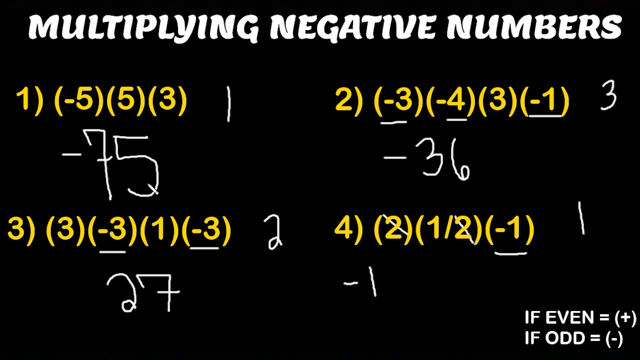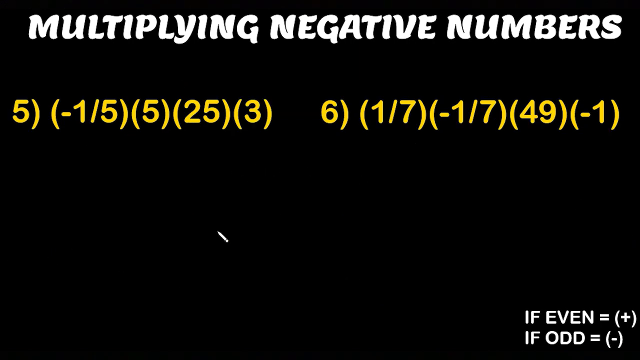Okay, let's try 2 more problems that are a little more challenging. So here are the next 2 problems. Again, these are a little more challenging, but let's go ahead and take a look at number 5. How many negative numbers do I have? Well, I have 1 here, and it's going to be that fraction. So 1, that's going to be odd, meaning the end result is going to be negative.